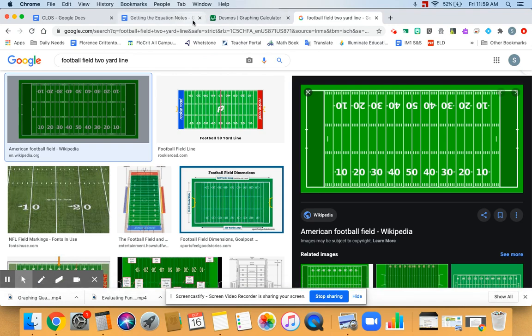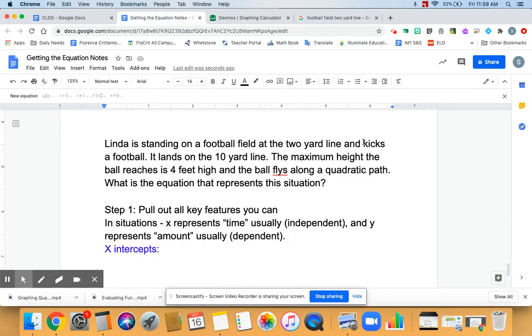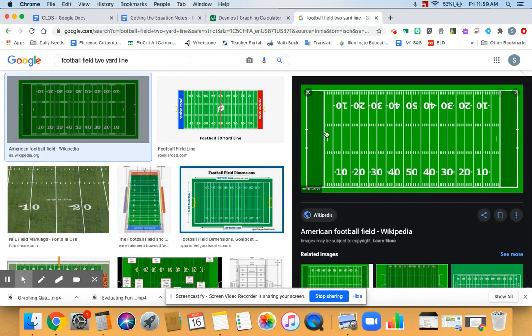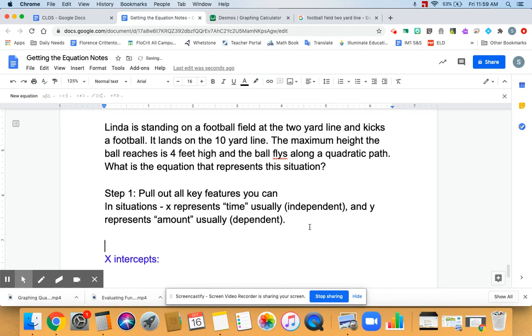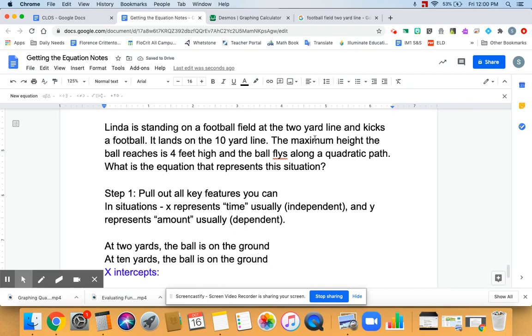But she's standing there, and then she kicks the ball. So the ball's on the ground, and then it's going to land on the 10-yard line. The ball is going to shoot up and land at the 10-yard line. Here's what we know so far. At the 2-yard line, the ball's on the ground. We also know at 10 yards, the ball is also on the ground, because that's where it lands.